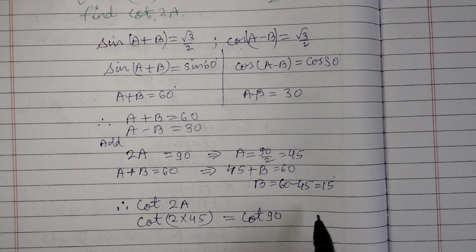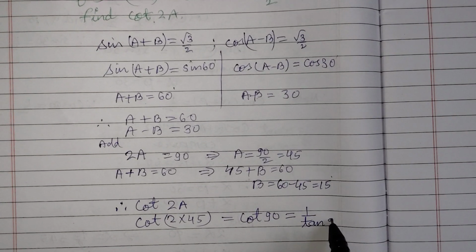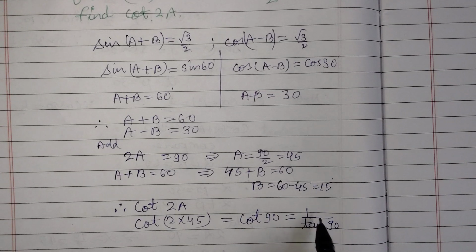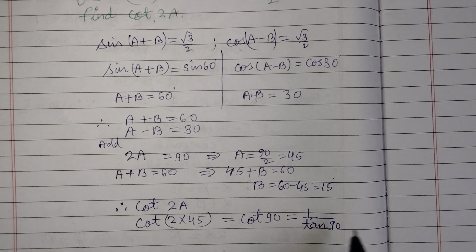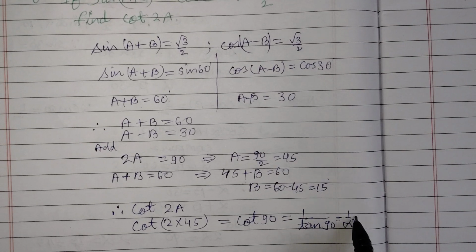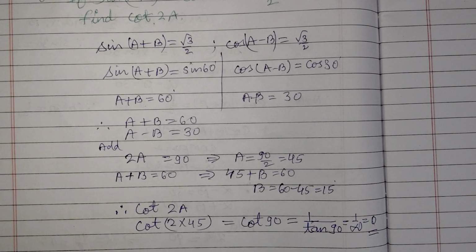Cot 90 degrees can be obtained by 1 upon tan 90. The reciprocal of tan is called cot. So we can write cot 90 is 1 upon tan 90. Tan 90 is infinite. So 1 upon infinite is equal to 0. The answer is 0. The reciprocal of infinite is 0.